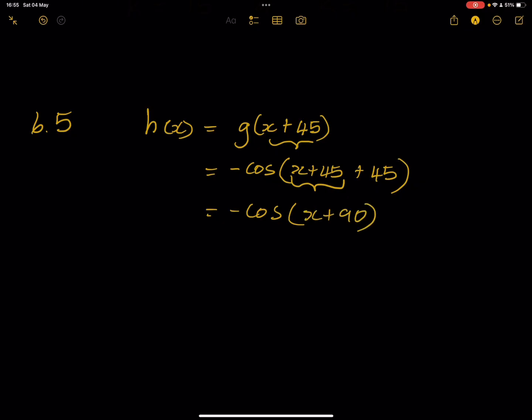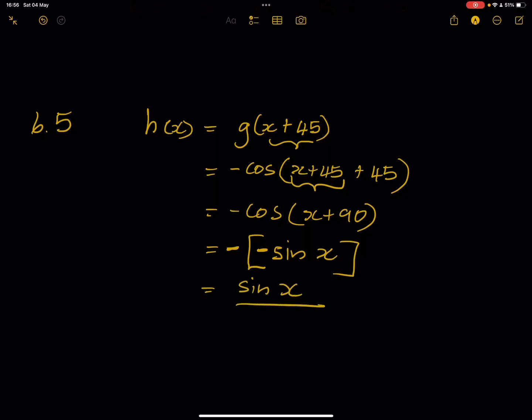Now please keep in mind, ladies and gents, when I've got 90 plus X, that's in the second quadrant, isn't it? So in the second quadrant, I know that cos would be negative. So that would be minus the negative. Now remember, 90 plus X, the cos changes to its co-function or co-ratio. And so that becomes minus sine of X, and that would become the sine of X.